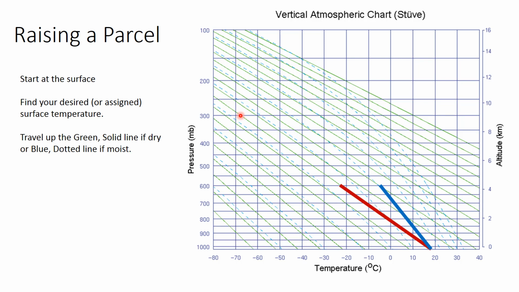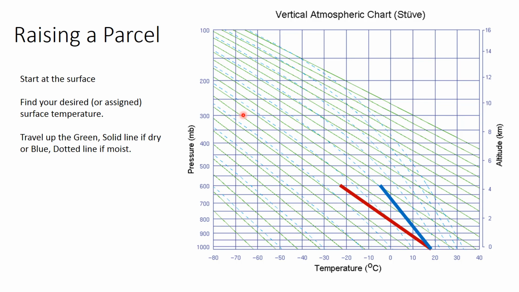And so this does bring an interesting conclusion. At 300 millibars, a moist parcel is around negative 55 degrees Celsius, and a dry parcel is around negative 68 degrees Celsius. And that's just because dry air cools faster than moist air because of the lack of latent heat release. So that's what's happening here.